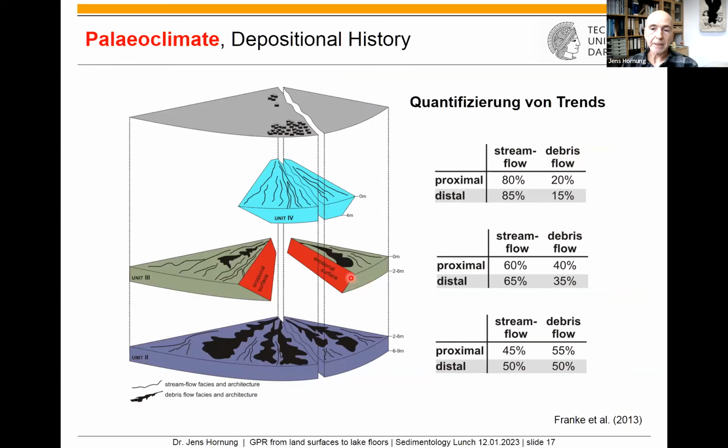Then we can form depositional units. We can investigate the depositional history of these fans, and ta-ta, we have trends in these different units. For example, stream flow deposits versus debris flow deposits. And of course, these trends are a paleoclimate signal.